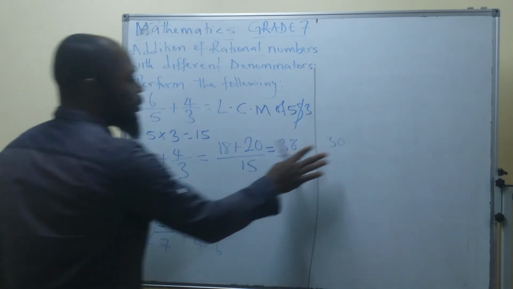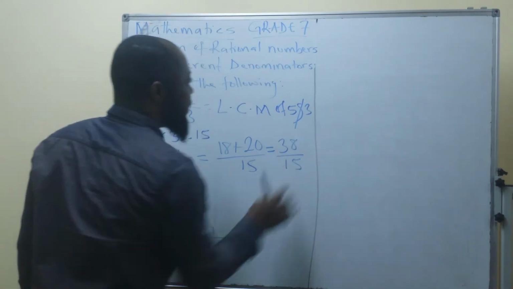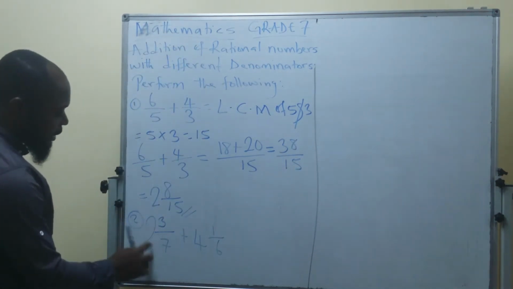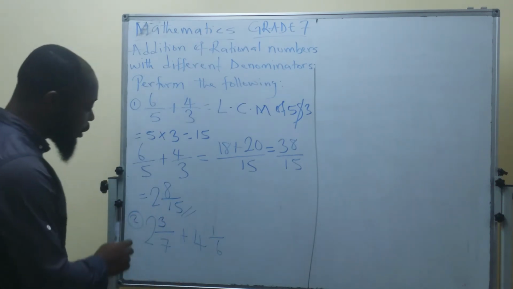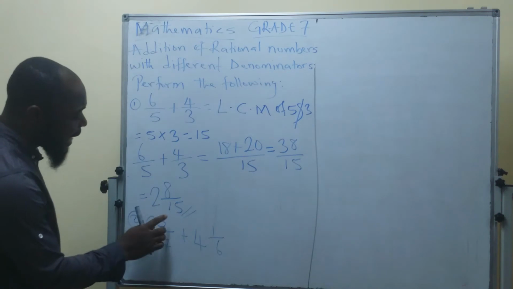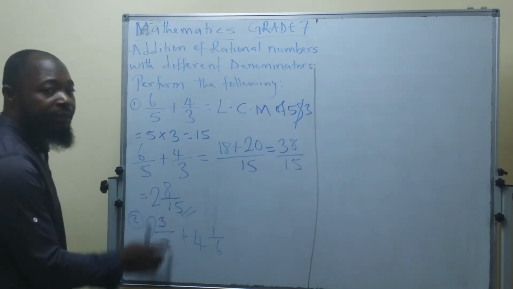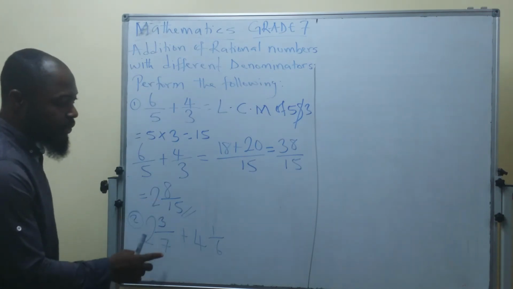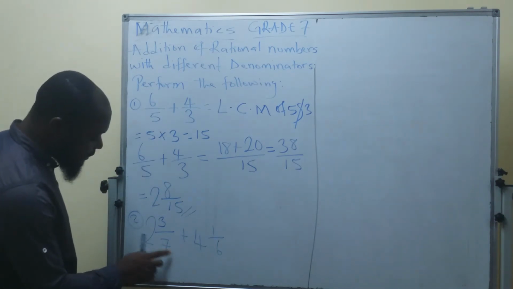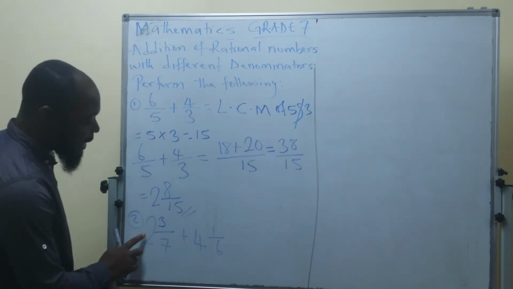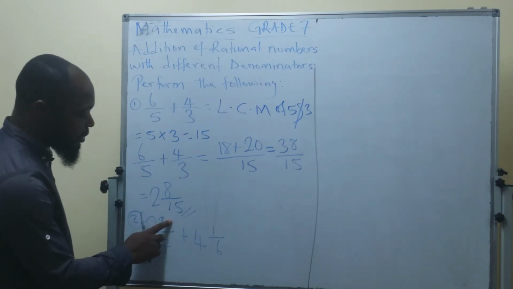Okay, so this is how it is. This is how it's done. This type of fraction is called a mixed fraction. Why is it a mixed fraction? It's because you're having a whole number and then you have the proper fraction. So we need to convert. To do that, we multiply 7 by 2 and then the answer plus 3.